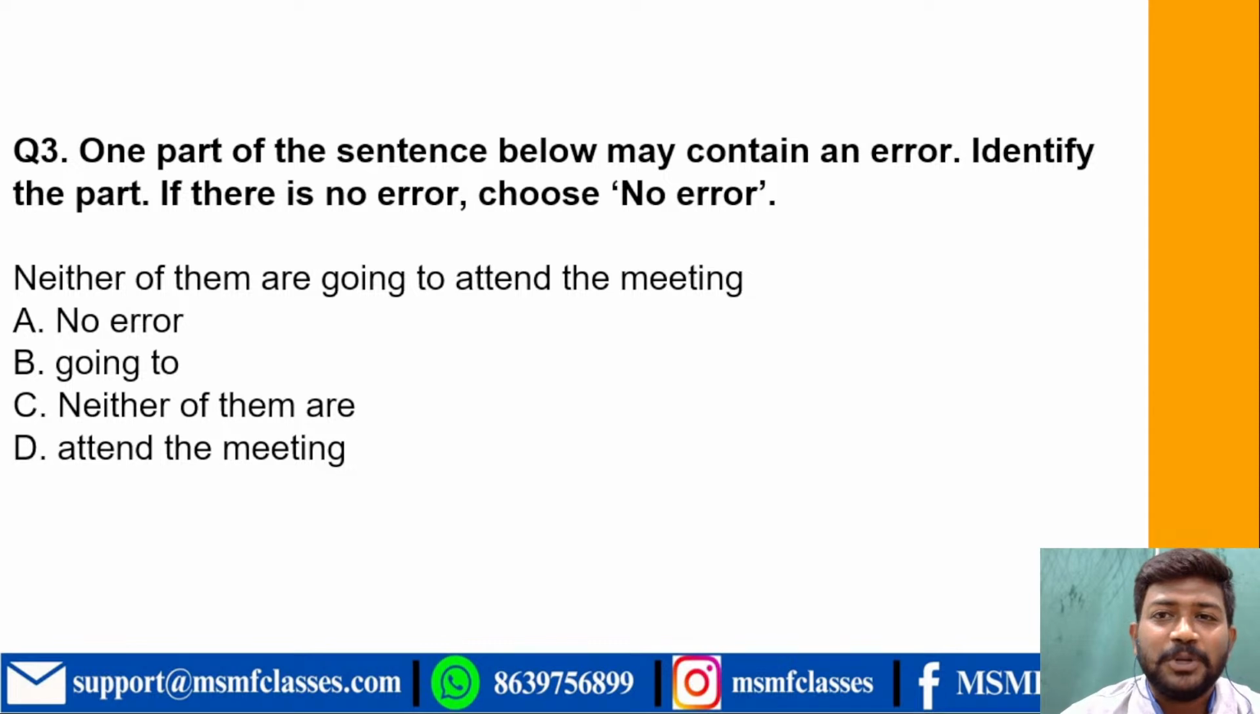One part of the sentence below may contain an error. So again, one more error spotting. Neither of them are going to attend the meeting. I repeat, neither of them are going to attend the meeting. Here we have four options: no error, going to, neither of them are, attend the meeting. In which fragment do we have the error? You can just opt your answers in the comment section, and from that I will start explaining who is giving the correct answer.